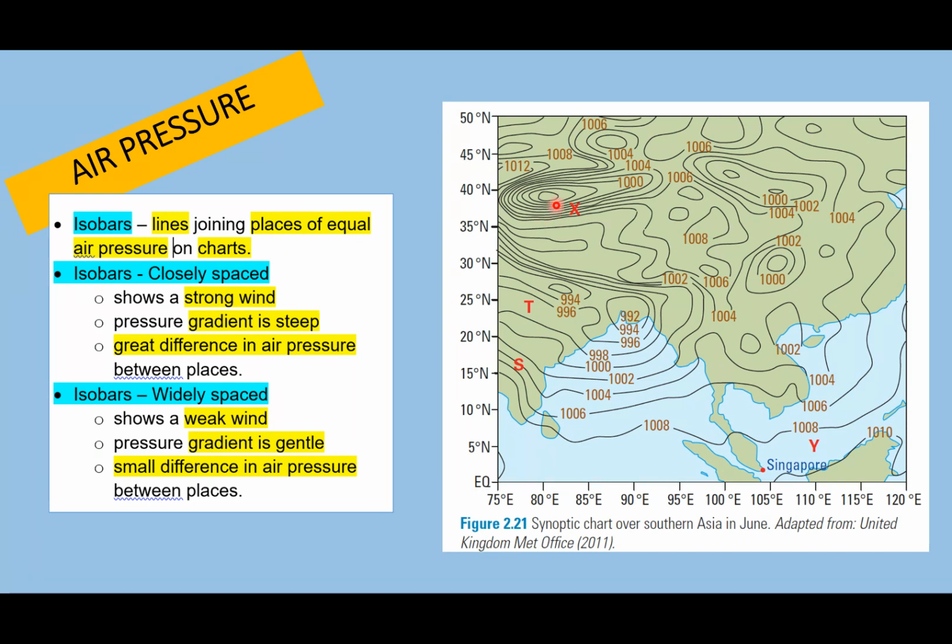This shows a strong wind, a place with strong wind. The pressure gradient is steep and it shows there is a great difference in air pressure between places. Let's look at isobars which are widely spaced, for example at Y. This shows a place with a weak wind. The pressure gradient is gentle and there is a small difference in air pressure between places.